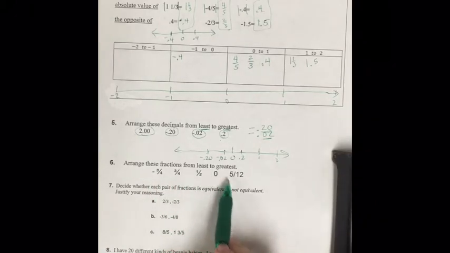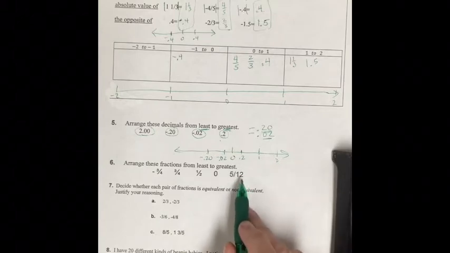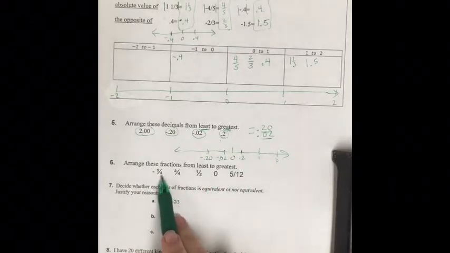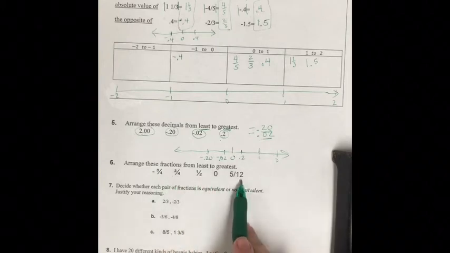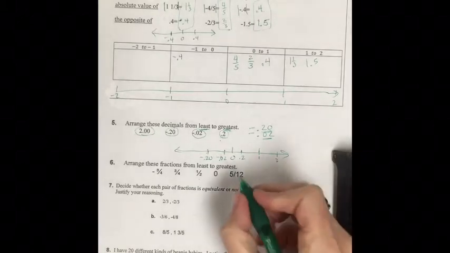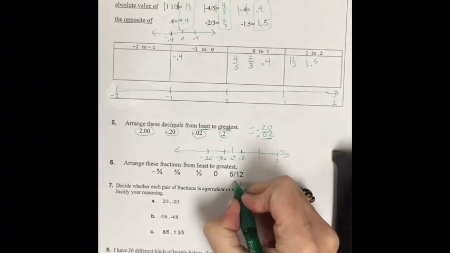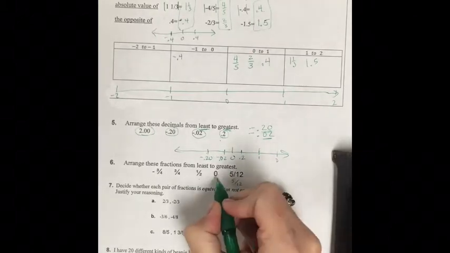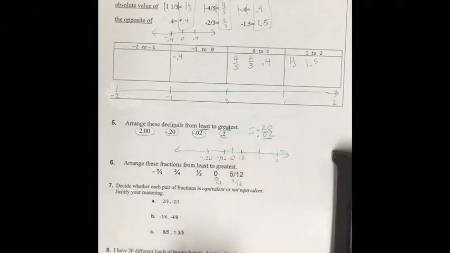Arrange these fractions from least to greatest. All right, so to do that, we are going to have common denominators on all of them. And if I look at 4, 2, 12, they all have a common denominator, and I'm going to go with 12. This one's already done, 5/12. This one is going to be 0/12.